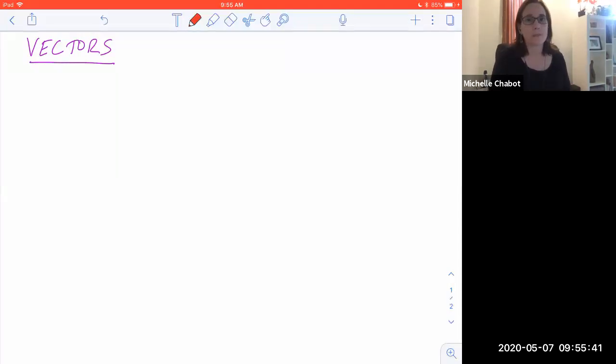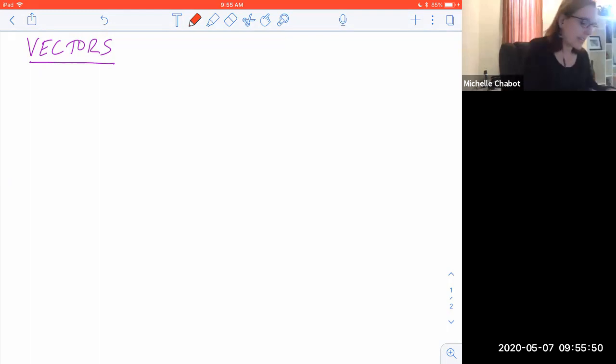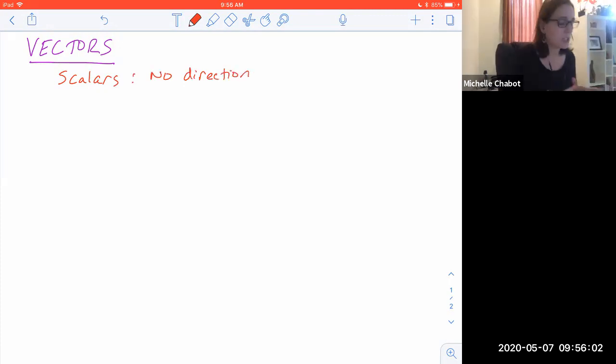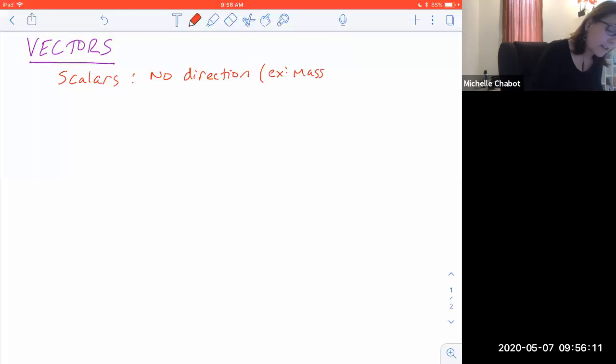All right, so what we mean by a vector is that it's something that has not just a size, but also a direction. So things are either scalars or vectors. So we have something called scalars, which is something that has no direction associated with it. It is just magnitude, essentially. So examples of this would be, say, mass.